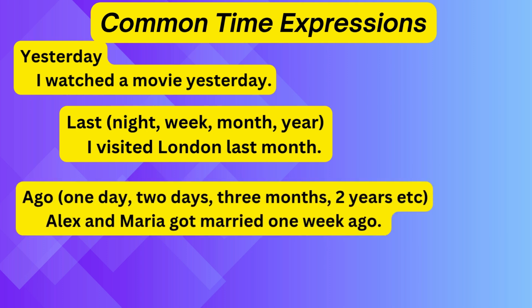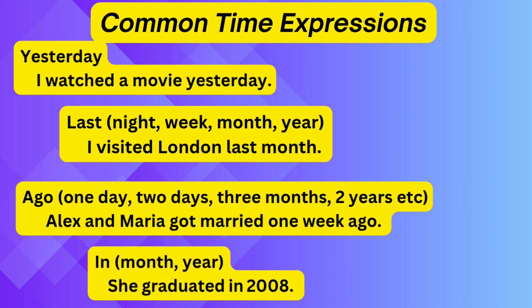Ago is another important time expression. 1 day ago, 3 months ago, etc. Look at this example. Alex and Maria got married 1 week ago. In is used with months or year. She graduated in 2008. These time words make your sentences clear and meaningful.